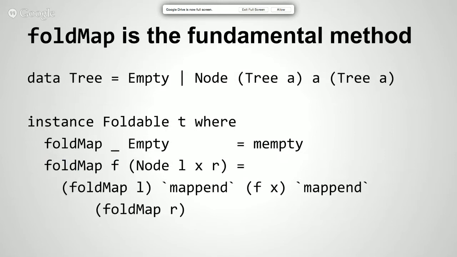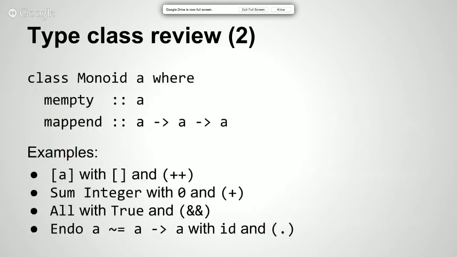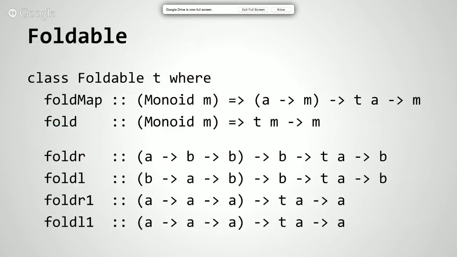But foldMap is the fundamental method. Remember that foldMap is the one that takes a function that maps your A's into a monoid, and it takes the foldable collection and it returns a value in that monoid. So it maps all the A's into a monoid M, and then because M's are innately reducible with mappend, you get a consolidated M, an aggregate.